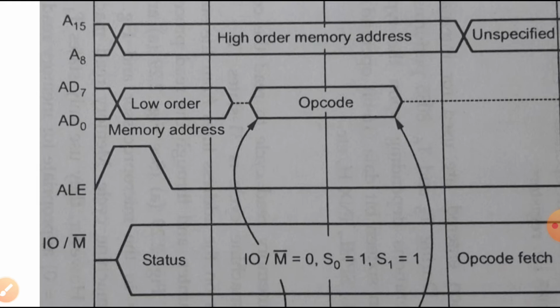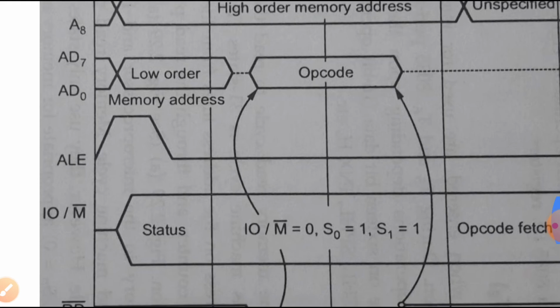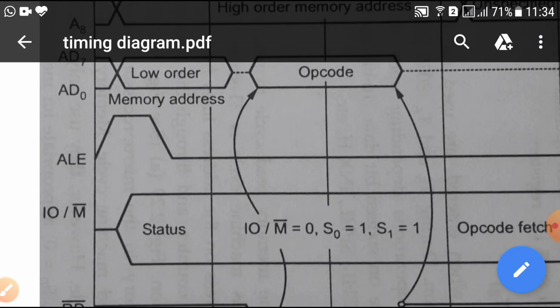In T1, 8085 also sends the IO/M (bar) signal along with the status signals. IO/M specifies whether it is a memory operation or an input output operation. The condition of S1 and S0 represents whether it is a read, write, or opcode fetch operation. Therefore, in this particular case, since it is an opcode fetch operation, IO/M is 0, S0 is equal to 1 and S1 is equal to 1.